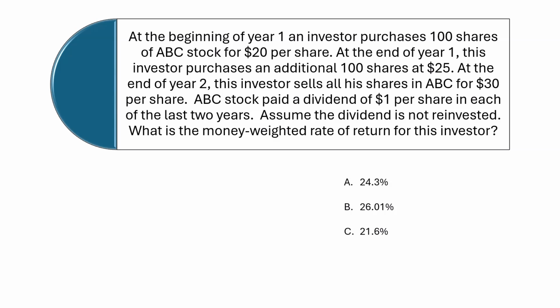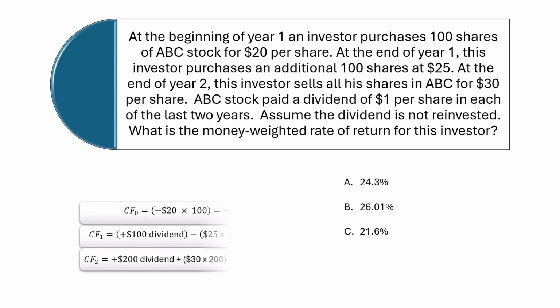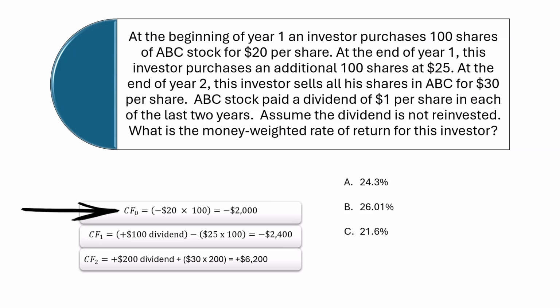Again, let's map out the cash flows to solve this problem. The cash flow at time zero would be negative 2,000 since the investor bought 100 shares of ABC at $20 per share. Remember, the cash flow is negative since it's an outflow for the investor. At the end of year one, the investor would have received $100 in dividends and then purchased an additional 100 shares of stock for $2,500. The problem states the dividend is not reinvested, so this is a positive cash inflow for the investor. Positive 100 in dividends less the 2,500 invested equals a cash outflow of 2,400 at time one.